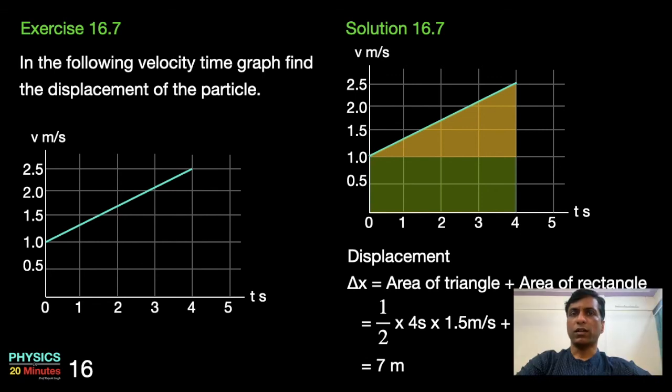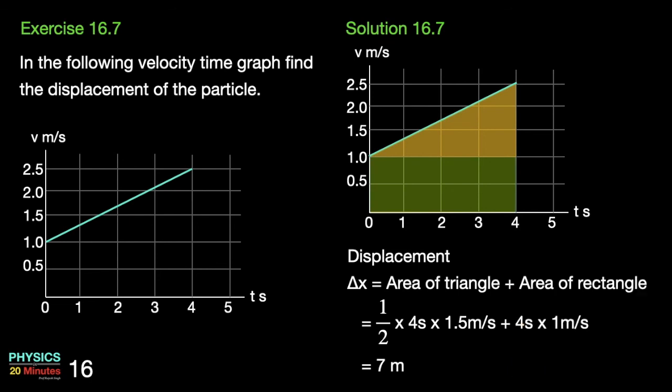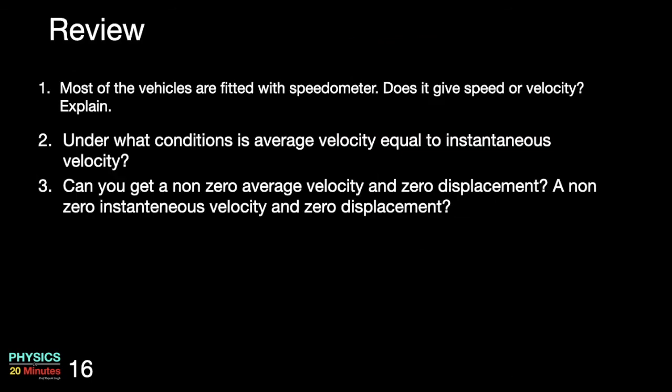So you saw it's a very simple way to find out the displacement. If velocity time graph is given, then all you need to do is simply find the area beneath the curve, and that area will give you the displacement. Here are some of the review problems given to you. Please go through them. They will help you to understand the concepts better.